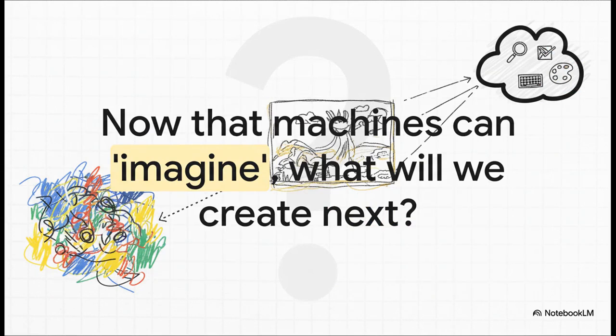And that leaves us with this final amazing question. For the first time ever, we have a machine that can translate our thoughts, our language, directly into visual reality. Now that we've taught machines how to imagine, the only real limit is what we can dream up to ask them. So, what will we create next?